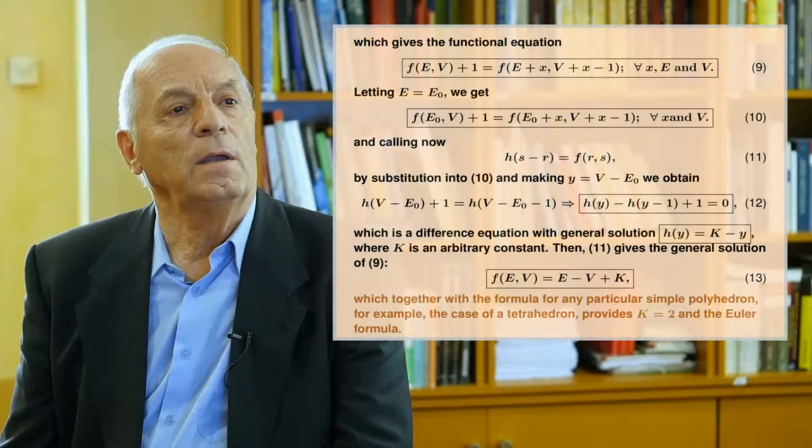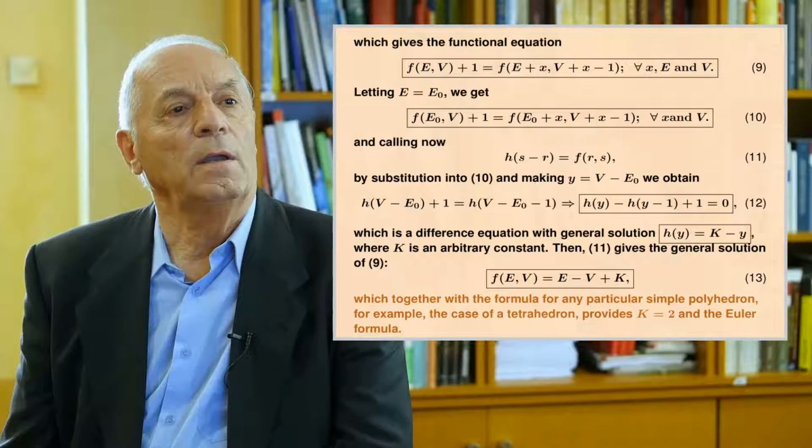As we apply the function f to both polyhedra, we must have the functional equation at the bottom of the slide. To solve the functional equation, which has been repeated at the top of this transparency for convenience, we first let E equal to E0 and call H of S minus R, F of R and S. Make Y equal to V minus E0 and replace into expression 10 to obtain a difference equation in terms of V minus E0, or to simplify in terms of Y. Since it is a difference equation in function H, its solution is the one shown in the box expression, where K is an arbitrary constant.